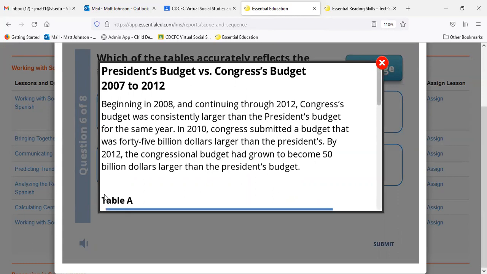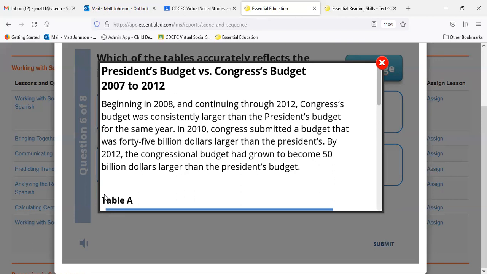Okay, president budget versus Congress's budget. So budgets for those offices. So what we're looking for, right? Beginning, this is when you probably have to look at the whole text. Beginning in 2008 and continuing through 2012, Congress's budget was consistently larger than the president's budget. All right, so already we can kind of summarize that. Congress's budget grew more so than the president's budget for the same years.